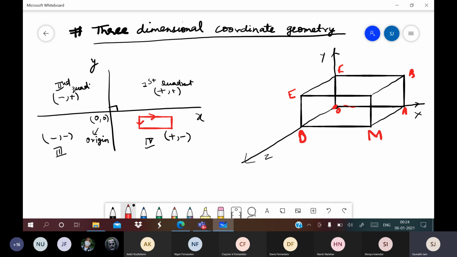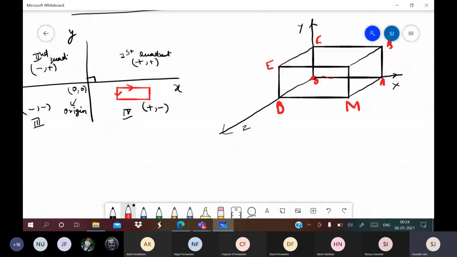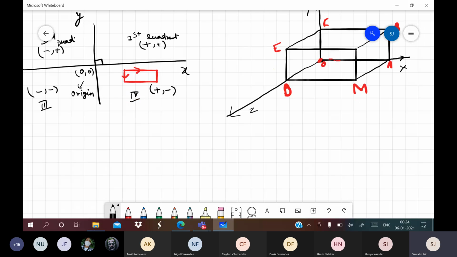Now what we need? We need to use these in coordinate geometry. So we'll have to give some coordinates. Then there will be something like quadrants. They are not exactly quadrants. They are octants actually. And then coordinates will be there. So what I'm going to do, I'm going to draw one more diagram.